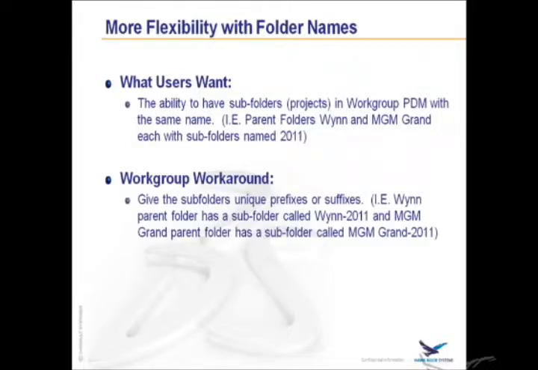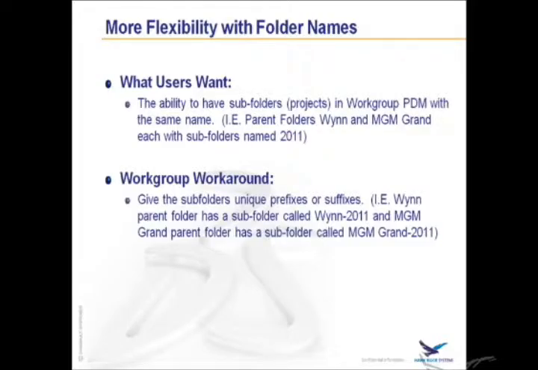The example that seems to be clear for me is, say that you make slot machines for casinos, right? And the Win is your customer and the MGM Grand is your customer. And you have a top level folder for both the Win and the MGM Grand. Well, what you'd like to have underneath of those two folders is a folder for the year so that you can track the projects you did for them that year. So a 2011 folder and a 2011 folder in the other one. Well, Workgroup's not going to let you do that because you would have two folders named 2011, and that is against the rules in the Workgroup system.